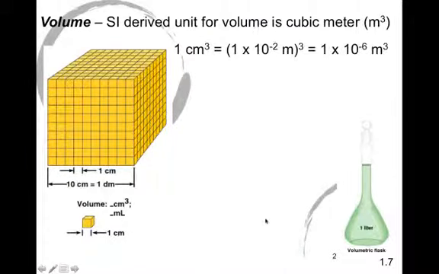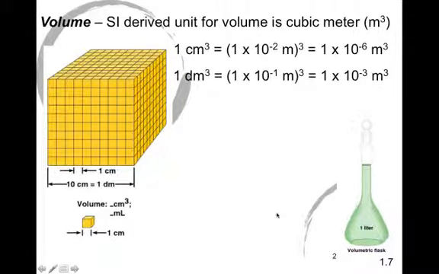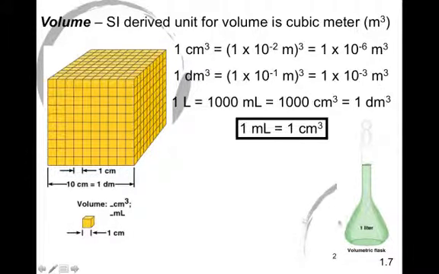Okay, volume. The SI unit for volume is a derived unit. Derived units are when you take any of those SI units and combine them with another. So for volume, you're taking a length times a length times a length, so you get a derived unit of a cubic meter. We usually don't use volumes as big as a cubic meter. That's a big volume. So we base everything on a milliliter, and 1 milliliter is equal to 1 centimeter cubed.